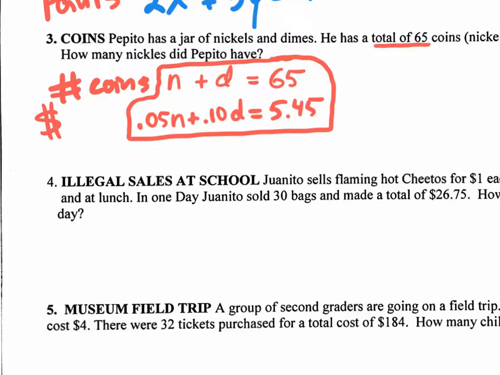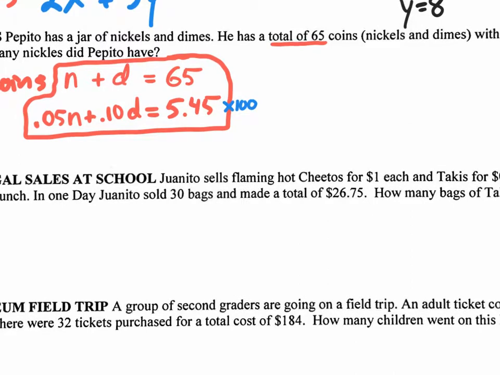So, if we were to multiply the bottom one by 100, that'll make all the decimal places move over 2 places. So, this 0.05 will become 5n. This 0.10 will become 10d. This 5.45 will become 545. So I am multiplying the whole bottom equation by 100 to get a new equation without decimals.